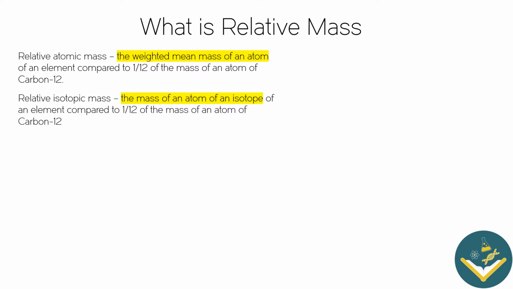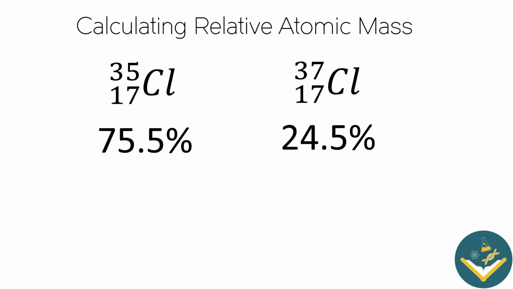The comparison to carbon-12 is very important here, as the mass of an atom is so small, using conventional units such as grams or ounces wouldn't work, as the number would be small and impractical to work with. Instead, we know that carbon has a mass of 12, so we compare the mass of all other atoms or molecules to that of 1/12 of carbon-12. In terms of the definitions themselves, they're only slightly different. One looks at the weighted mean mass, which we'll come to shortly, while the other looks directly at the mass of an isotope.